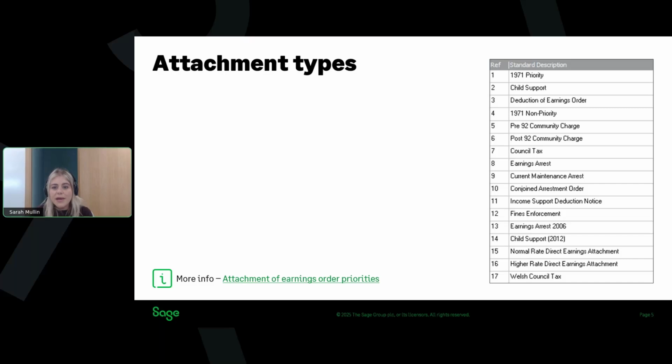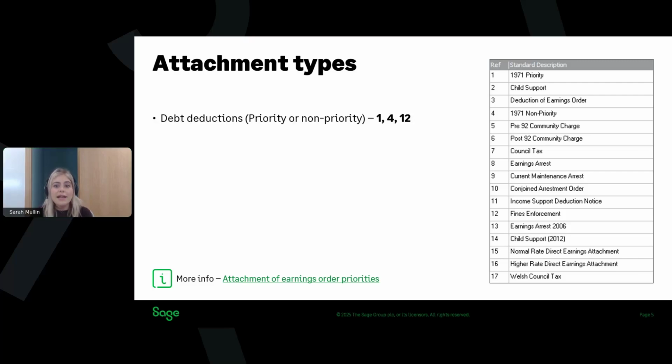So in Sage 50 Payroll, there are 17 different attachment types, as you can see in the screenshot. So they're going to relate to different debt deduction orders that you might receive from the court. So first, I want to go through a little bit about what some of these are. And what I've done is I've grouped these into 5 different categories. So let's take a little look at these different categories.